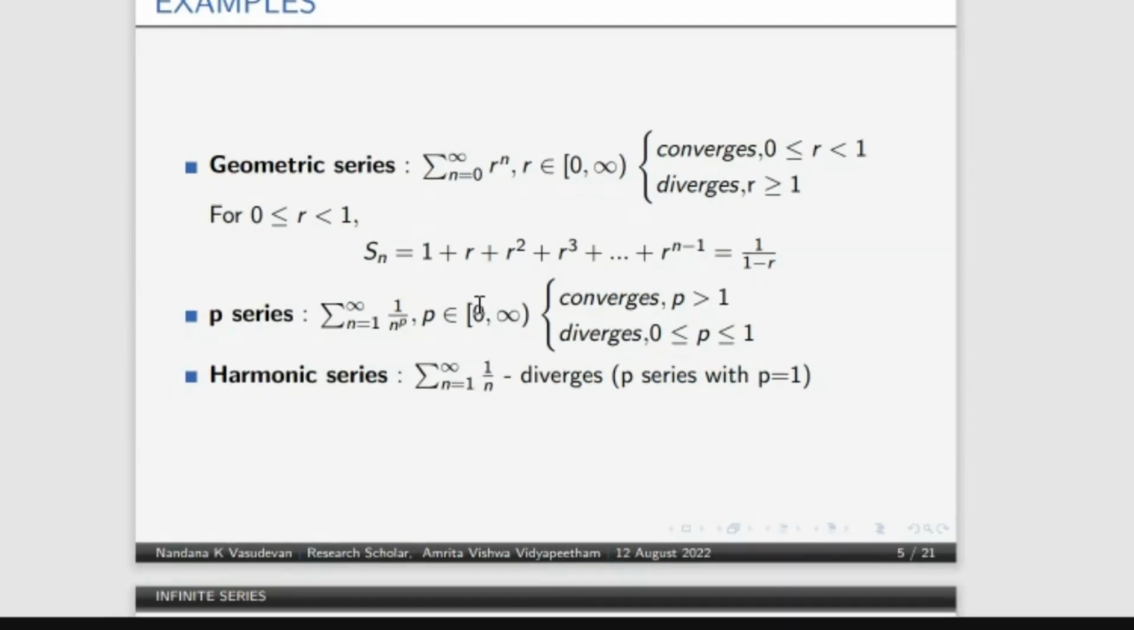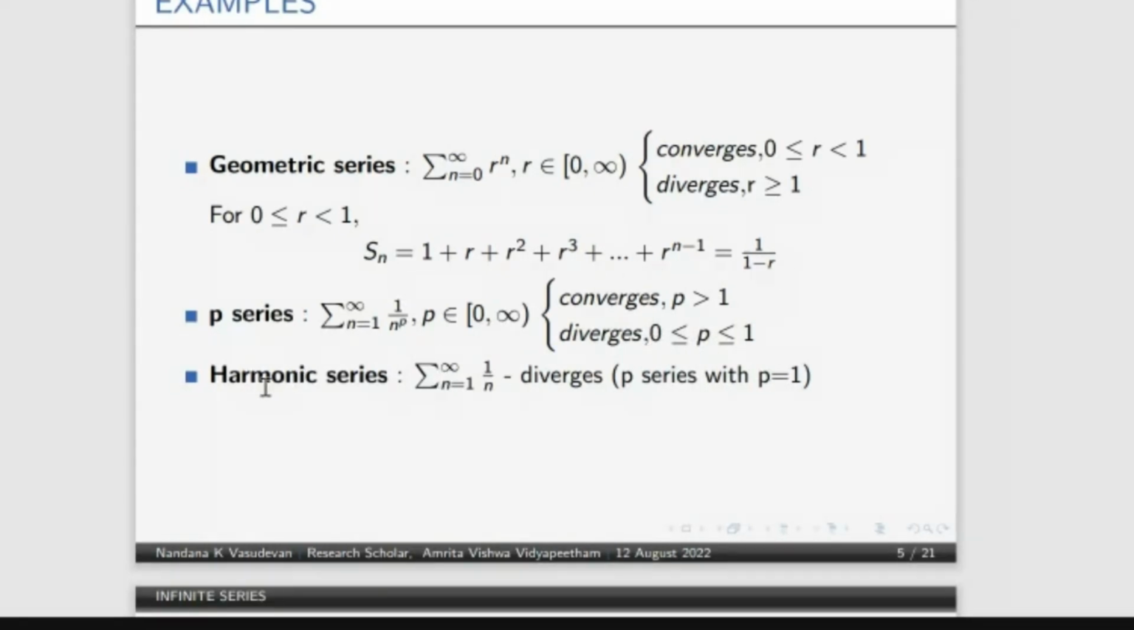Then second case is of P series. So in P series also, we have said that P is taken before itself, so P is taken as fixed. So here also it depends on the P whether the P series is convergent or not. So if P is greater than 1, then the series is convergent, and otherwise, that is, if P is in closed interval 0, 1, it is divergent.